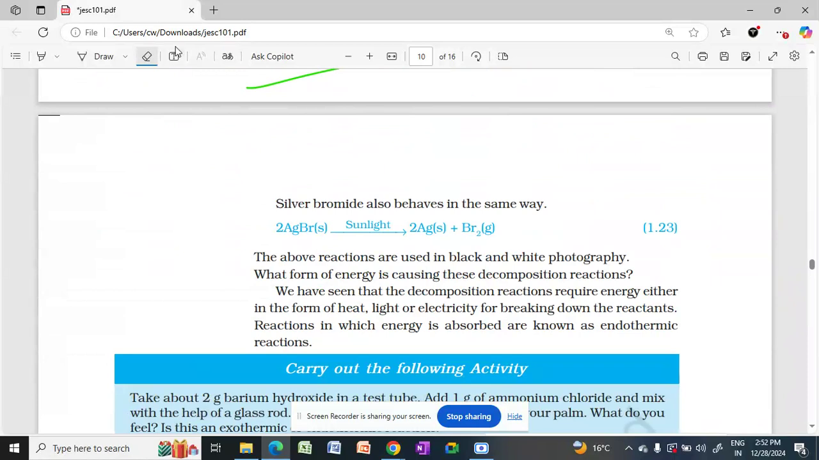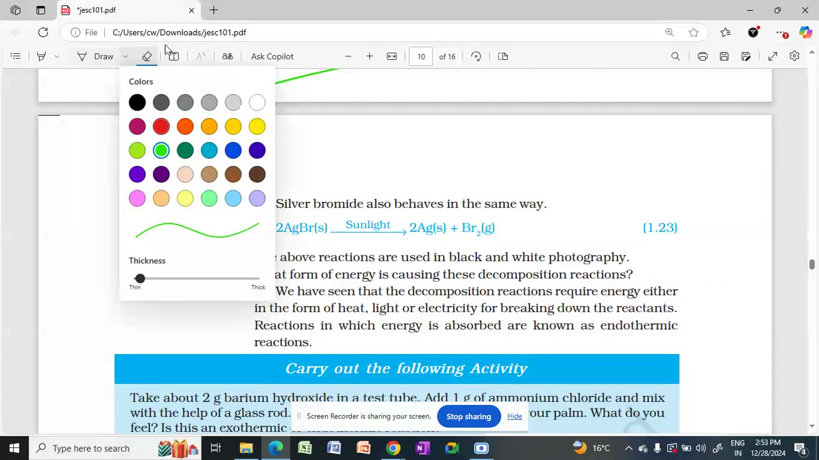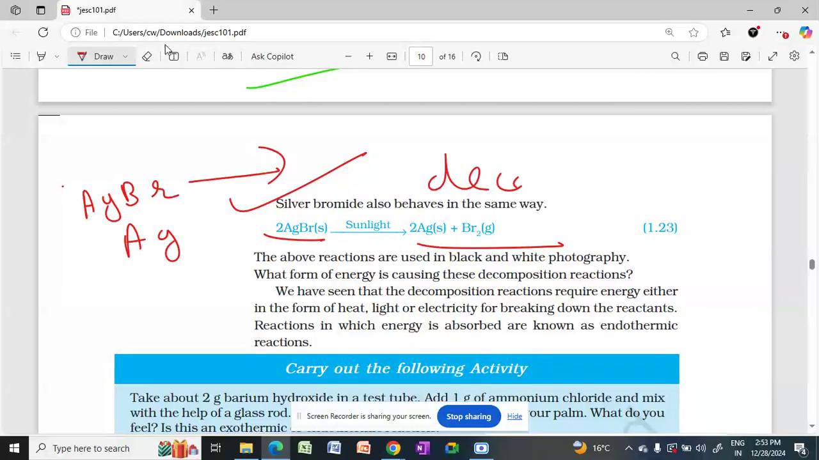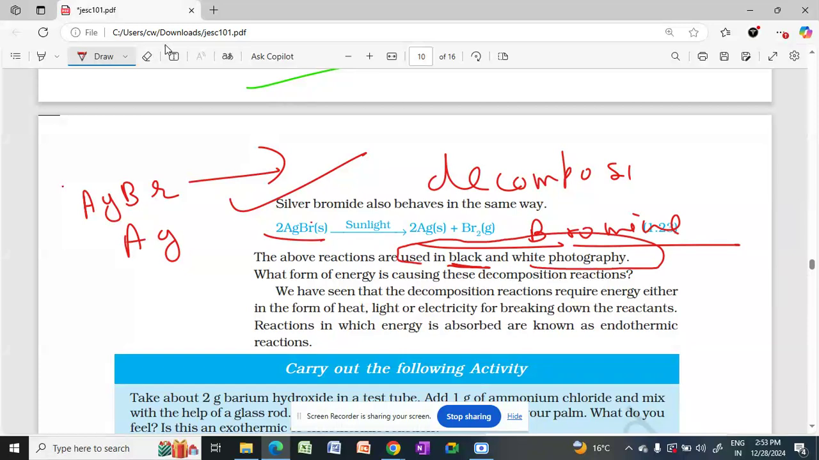So also remember one thing, silver bromide also behaves in the same way, the same type of reaction in the sunlight. So AgBr also in the presence of sunlight will get decomposed. Here also you can see a decomposition reaction. But here you will get bromine gas obviously. So the above two reactions are used in black and white photography. Very, very important.